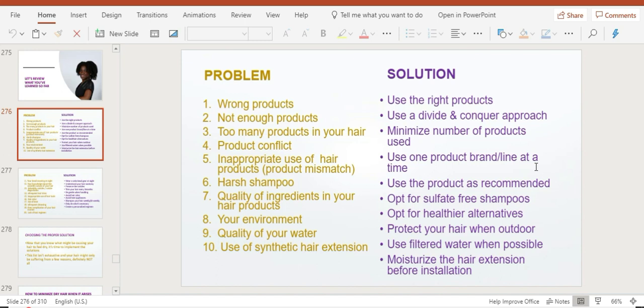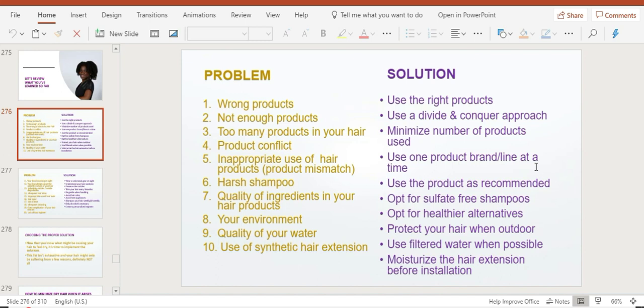And then the ninth reason, the quality of your water. That's the temperature and also the mineral level in your water. I recommend using filtered water if possible. The 10th reason we went over was the use of synthetic hair extensions. Some extensions can actually suck moisture out of your hair, so I recommended moisturizing the hair extension and putting oils on it beforehand.